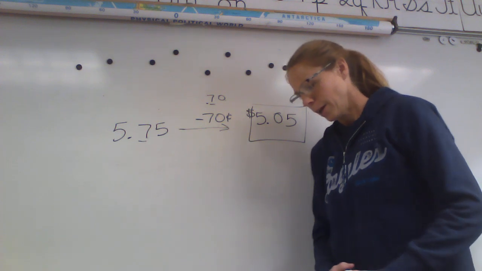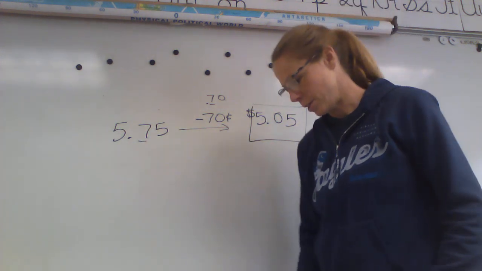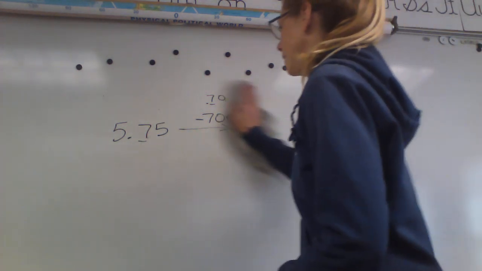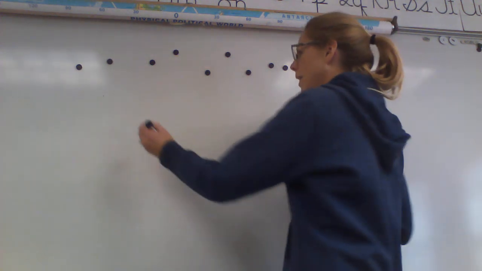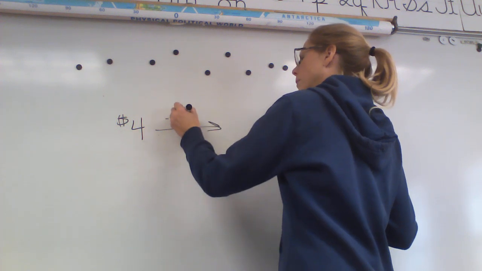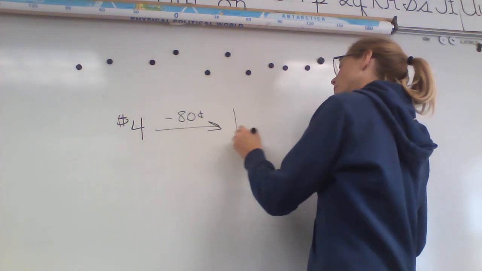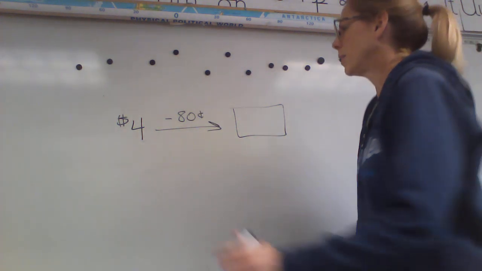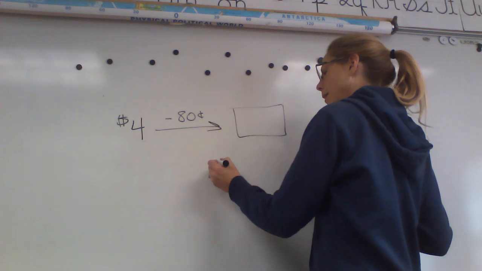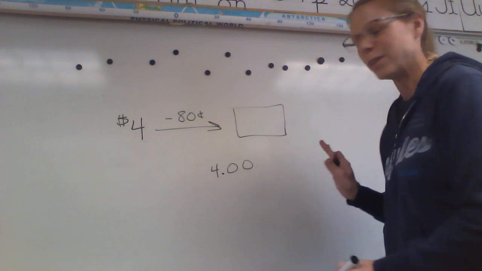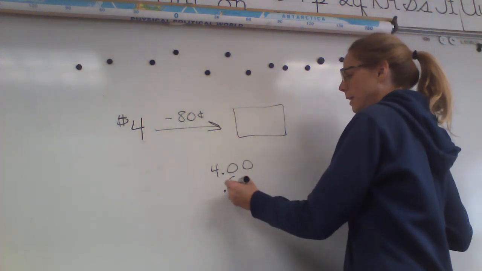Okay? Now there's one further down on that page, page 81, and it shows $4 minus 80 cents. Okay, that one is going to be a lot harder to do mental math. So I would just recommend that you set it up. You might be able to do that one in your head. If you can, go for it. Cool. So $4 minus the 80 cents.